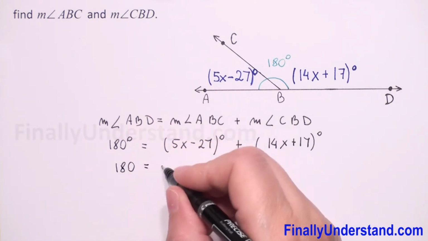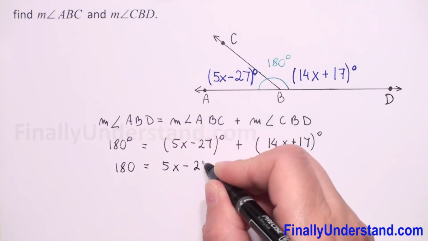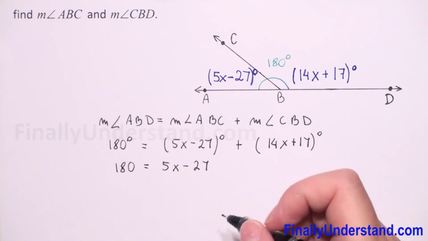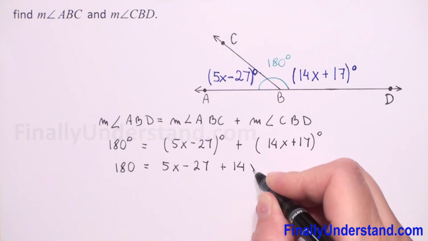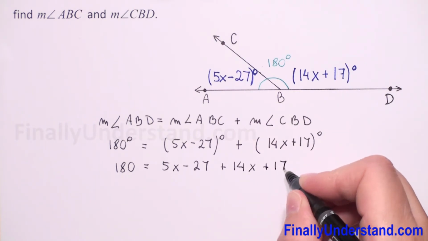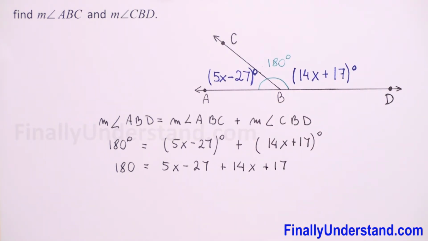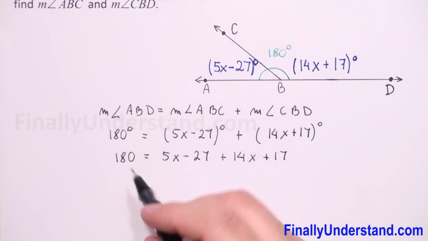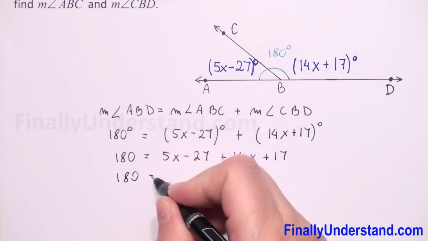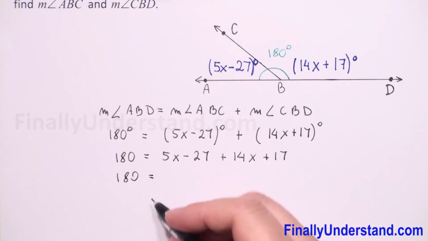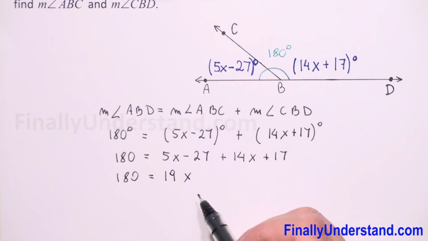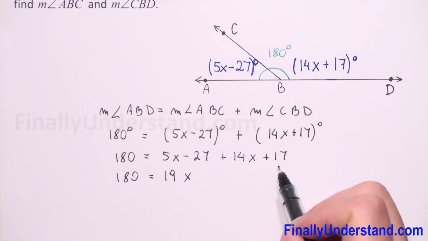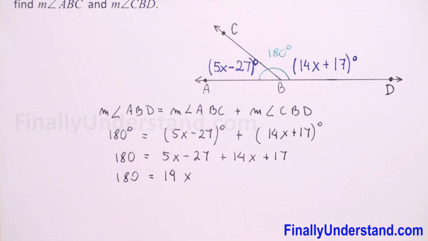180 is equal to 5x minus 27. We can take down the parentheses and we have a positive sign, so we copy exactly the same what we have in parentheses. Now we can combine the like terms. So we have 180 is equal to 5x plus 14x is 19x, and we have negative 27 plus 17, so this is negative 10.